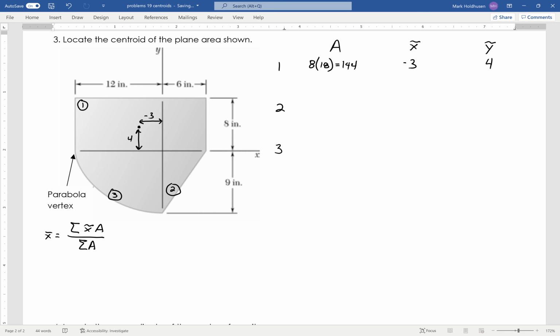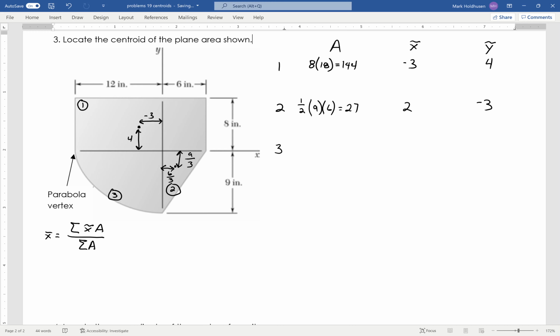So the next thing I'm going to do is go to the triangle. The area of a triangle is 1/2 base times height, so I have 1/2 times 9 times 6, which becomes 27. Now the question becomes, where's the centroid of this guy? The thing about the centroid is it's 1/3 from either side. So here is going to be 9 divided by 3, or 3, and from here to here is 6 divided by 3, or 2. Nope, x will be positive, y will be negative. So x will be 2, and y will be -3.